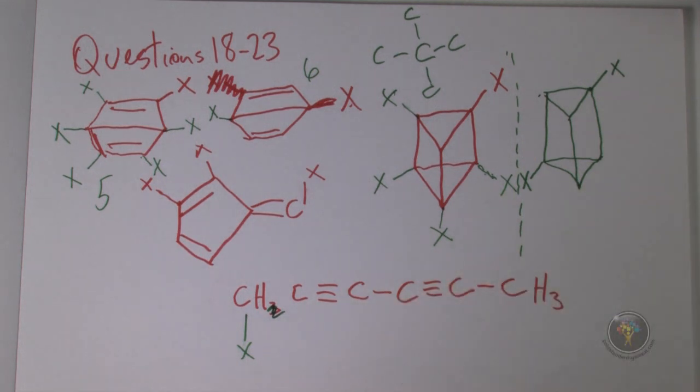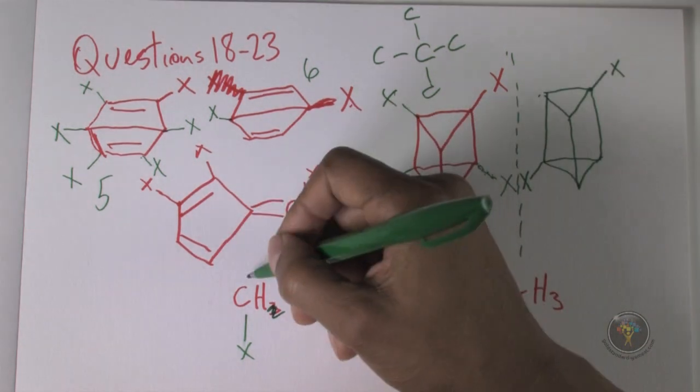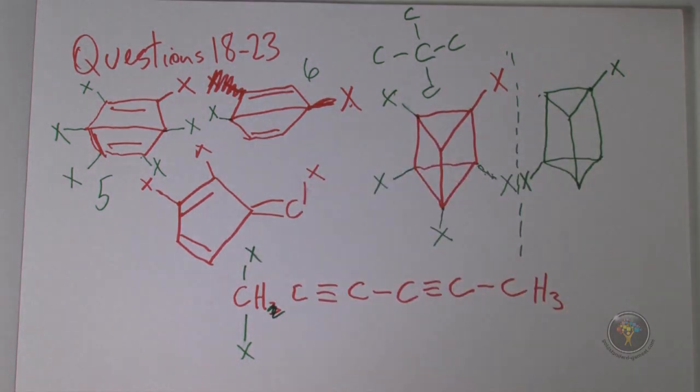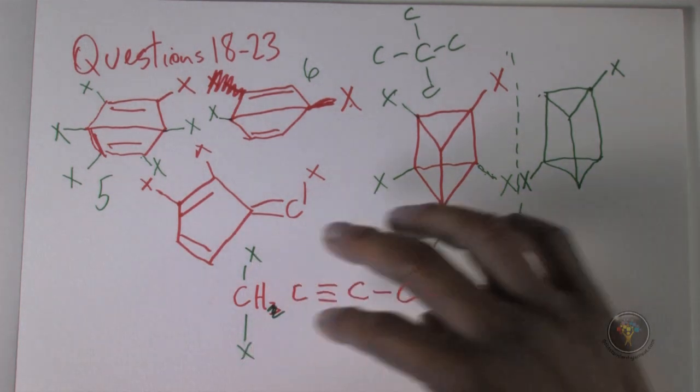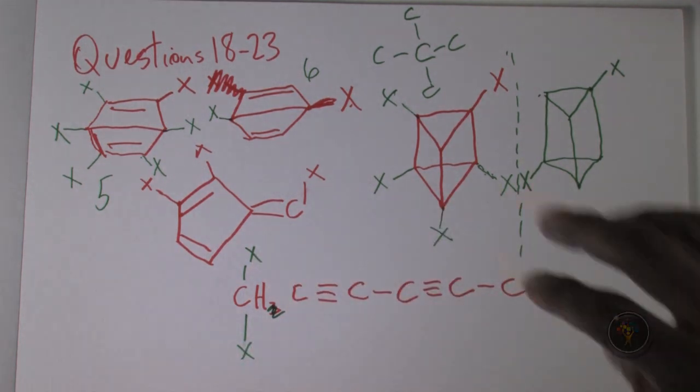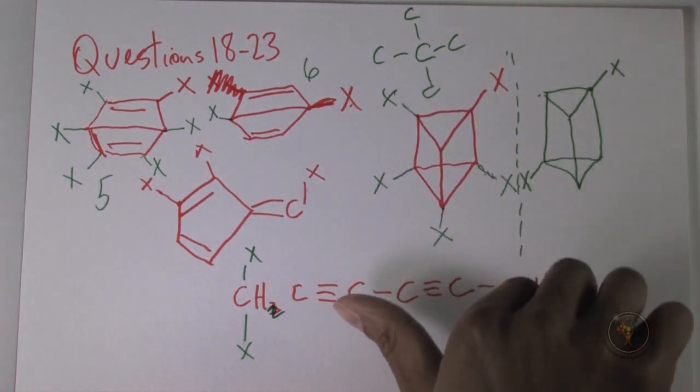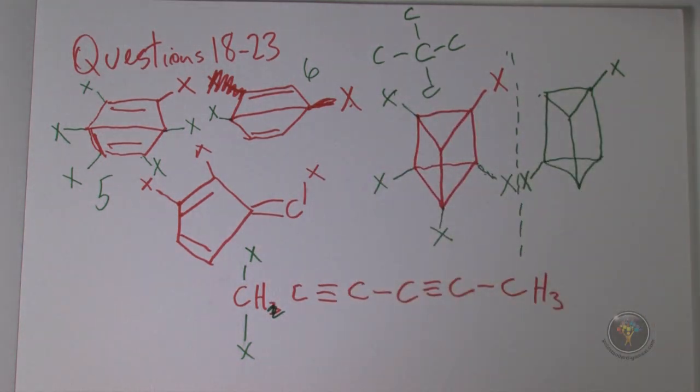So there's only one monosubstituted. Now we just have to find out how many disubstituted there are. Well, one disubstituted would be if we put 2 X groups on this carbon. Having 2 X groups on this carbon is an identical molecule to having 2 X groups on this carbon, because it's just flipping the whole molecule around. So this would be one isomer.